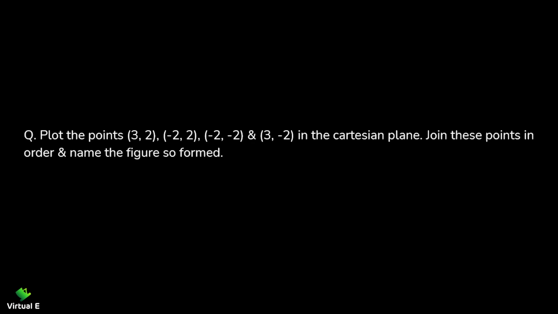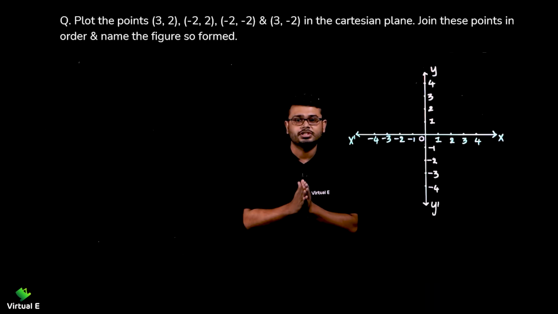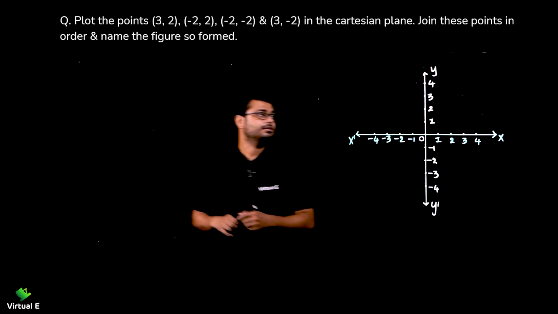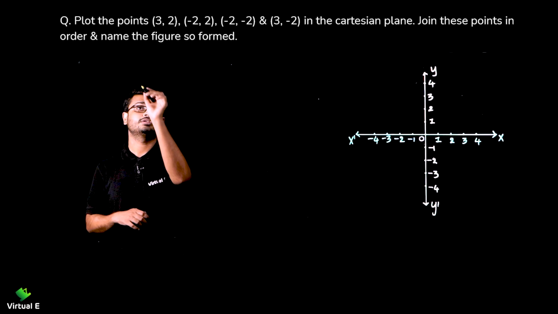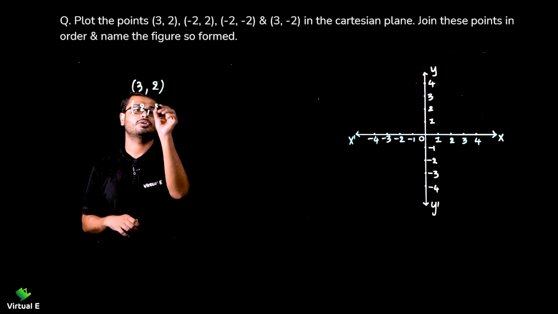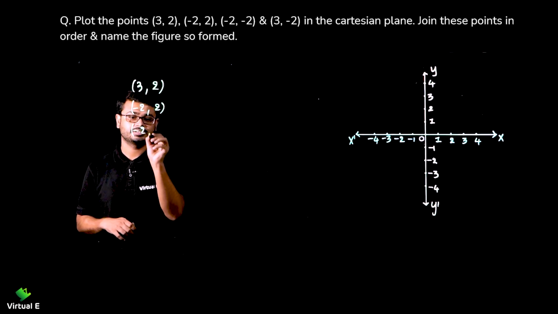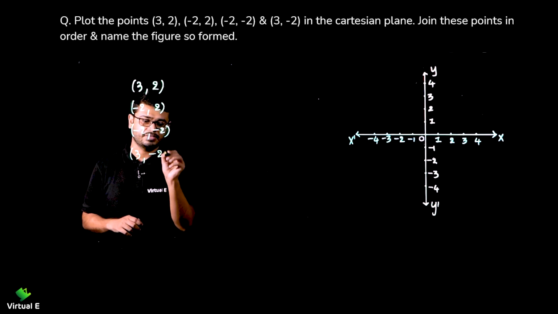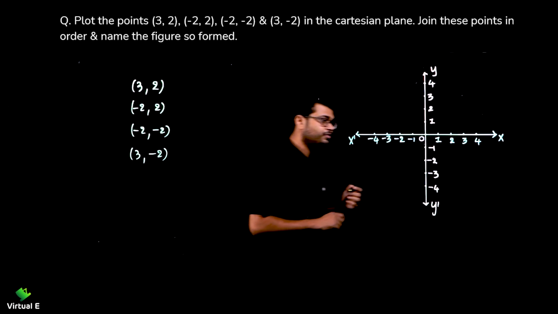Plot the points 3, 2, minus 2, 2, minus 2, minus 2, 3, minus 2 in the Cartesian plane, join those points in order, and name the figure so formed. Okay, so we need to plot and we need to join as well. So let's start. First point is 3, 2, then minus 2, 2 and minus 2, minus 2, and the last 3, minus 2.